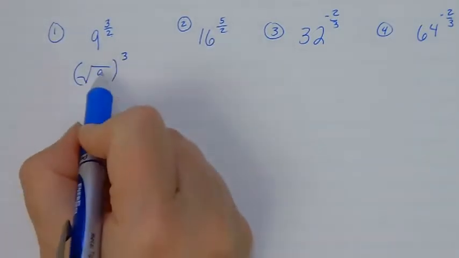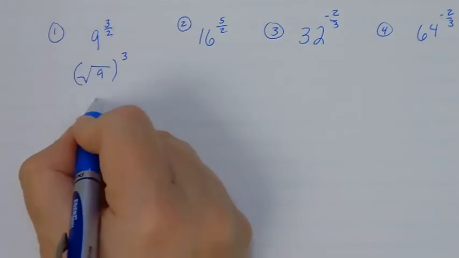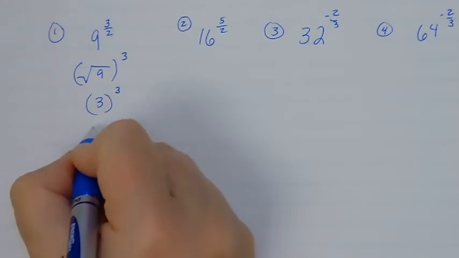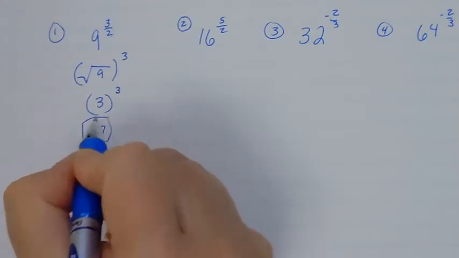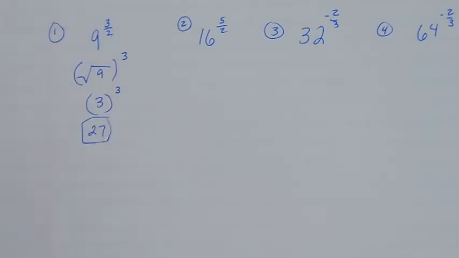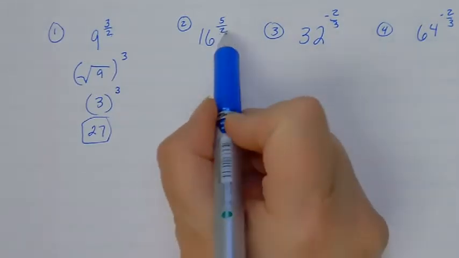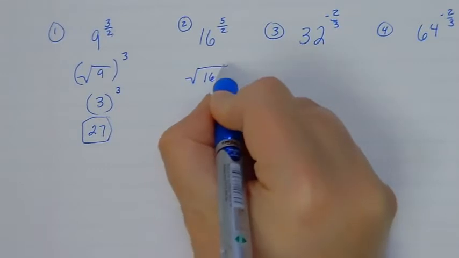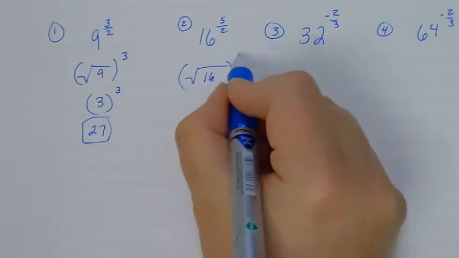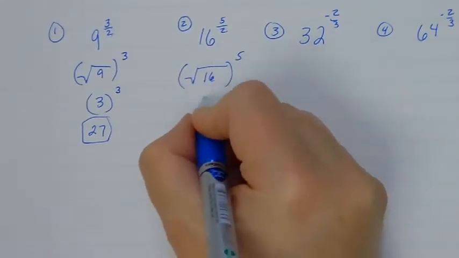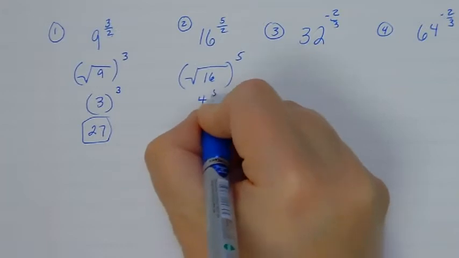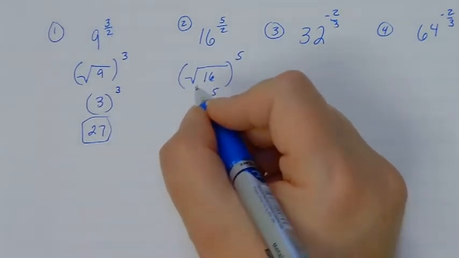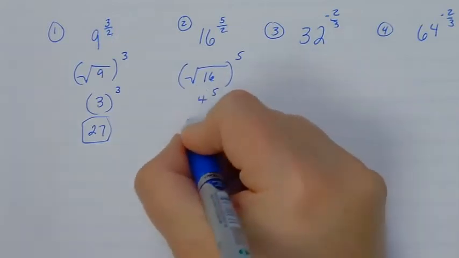And then I'm going to work in the parenthesis here. What is the square root of 9? 3. And then I'm going to take that to the 3rd power, so I get 27. Let's do the next one. This 2 in the denominator means this is going to be a square root to the 5th power. The square root of 16 is 4. And 4 to the 5th power, I believe we just found that one. 4 to the 5th power is 1024.